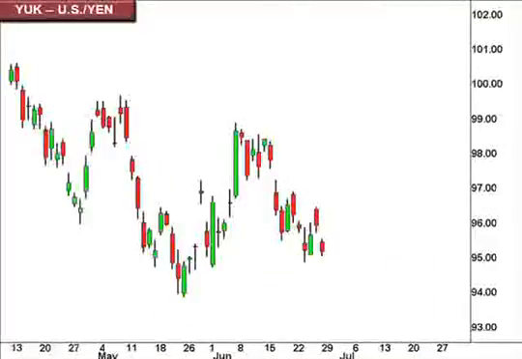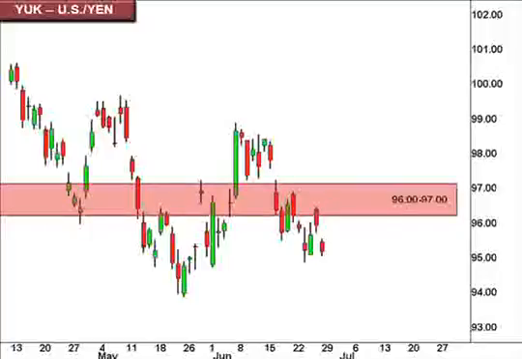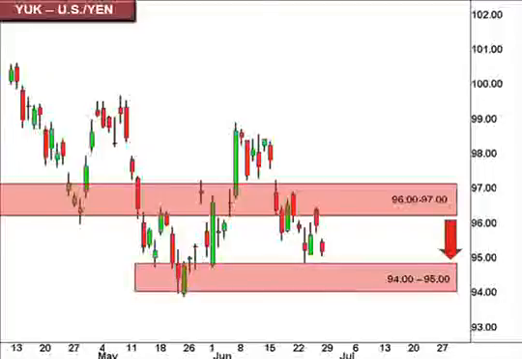Well, the YUK, the US versus the Japanese yen, continues its downtrend, retesting the 96.97 focal zone, but now appearing to be heading for a deeper test of that 94.95 box. Now, a bounce here will bring that 96.97 focal zone back into play as a logical upside target.